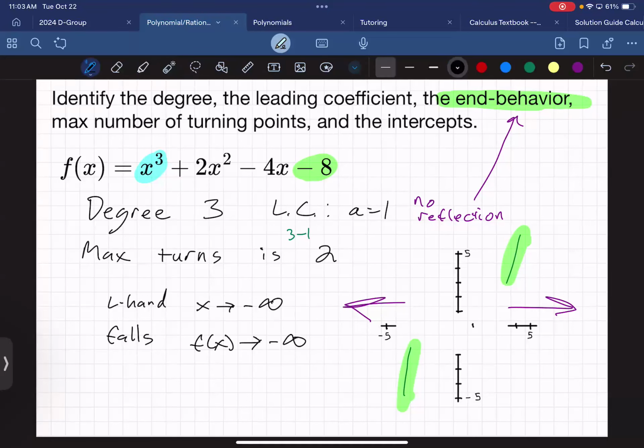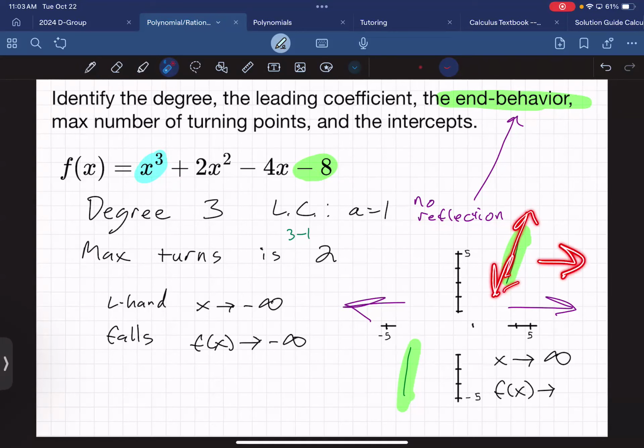Now, in the same way, then, we can go over to the other side and say, hey, the right-hand side of my graph is going to positive infinity. What is f of x going to do there? Is this going up or going down as we go to the right? It's going up, right? And so you'll see there, we'll say positive infinity, and that's where we'll use the word rise.